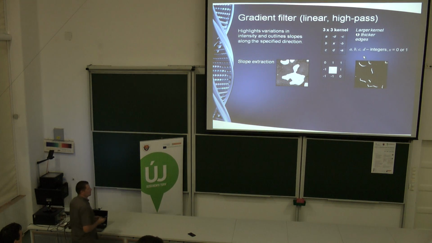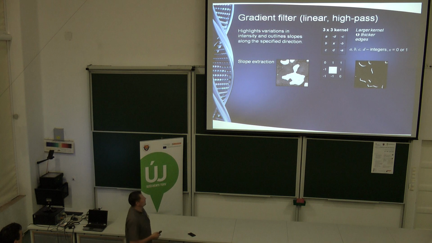Let me ask you a question. What would happen if we changed this 0 to 1? In a homogeneous region, there are 3 times minus 1, 3 times plus 1, and we add 1, so it basically copies the intensities.